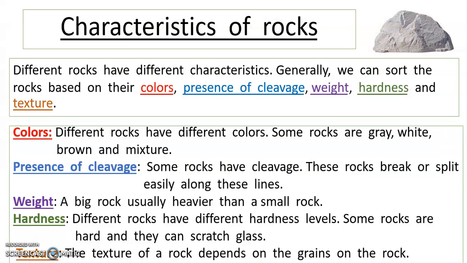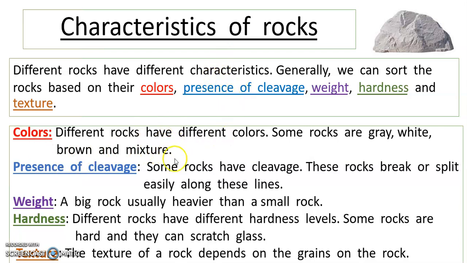Today, our topic is about rocks. We have the characteristics of rocks. This is the rock. Different rocks have different characteristics. Generally, we can sort rocks based on their colors, presence of cleavage, weight, hardness, and texture. Number 1, colors. Different rocks have different colors. Some rocks are gray, white, brown, and mixture.